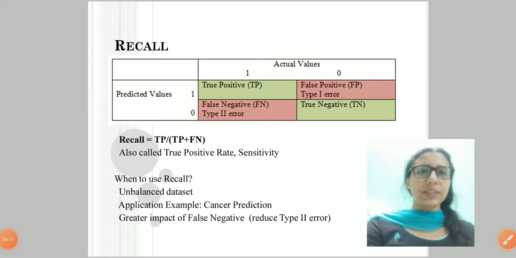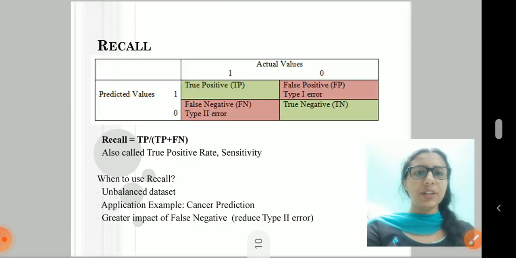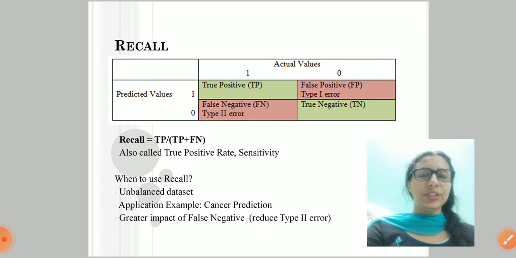Okay, next is the recall. Recall is the ratio of true positive and the summation of true positive and false negative. Here the intuition is to reduce the type 2 error. If we reduce the type 2 error, then the value of recall will be higher. Recall is also known as the true positive rate, and sometimes it is also referred to as sensitivity.